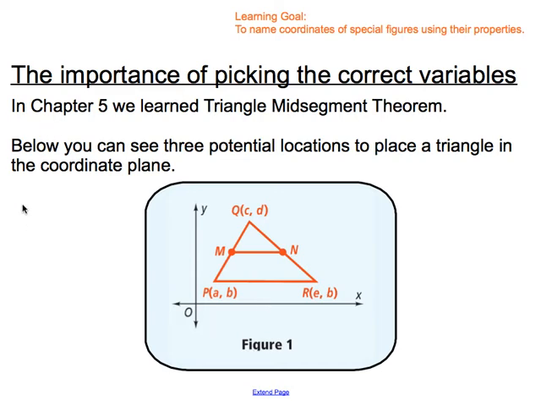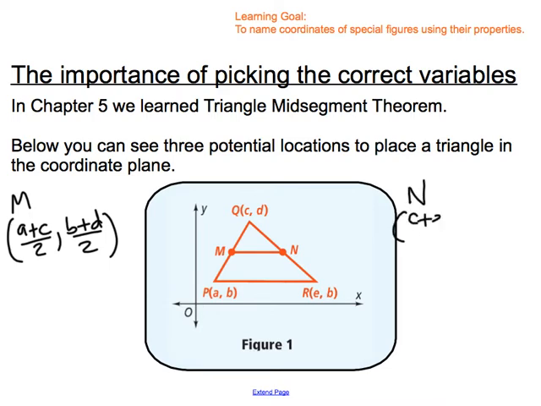If we wanted to do anything with the triangle midsegment theorem, we might need to find the locations of both M and N. So here we need to find the locations of the midpoints. For M we have the average of A and C for the x coordinate, and we have the average of B and D for the y coordinate. For the location of N, we have the average of C and E for the x coordinate, and we have the average of B and D for the y coordinate.